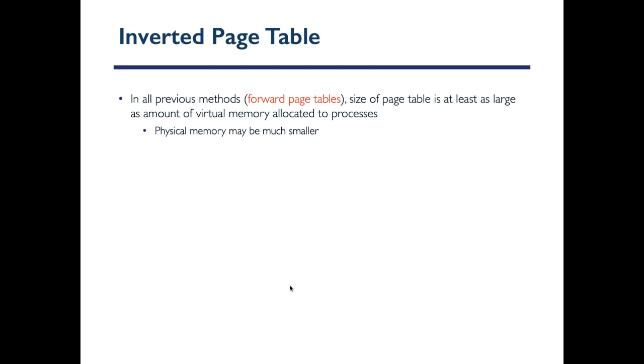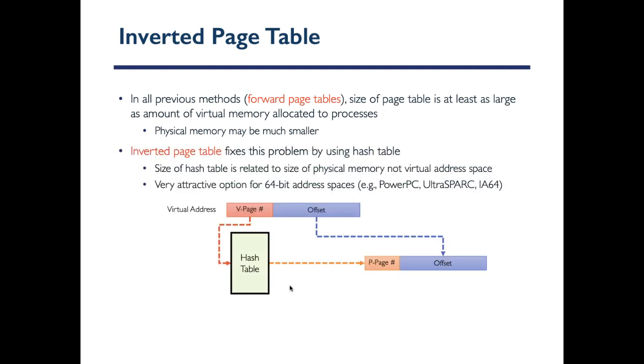Usually, not always, physical memory is smaller than virtual memory. So is there any need to keep all those page table entries? All I need to know is how each physical page is allocated, right? So to deal with this, you can actually create something like a hash table.